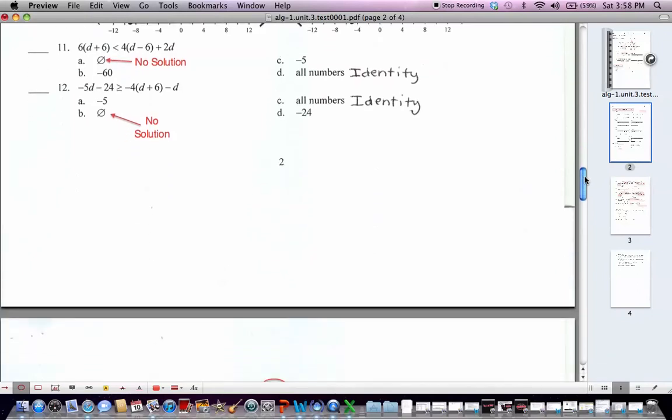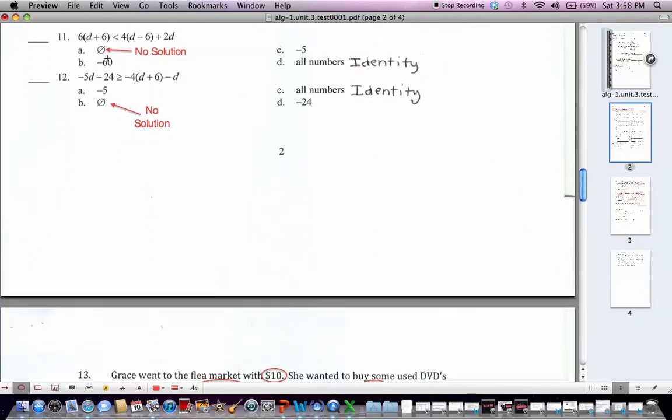Number 11, again, we're solving for D. And what I did, I went in here and put a little note on here that the little empty circle, that means no solution, okay? And hopefully y'all remember that from class. So I want to go ahead and remind you that that meant no solution. And then all numbers is our identity, all numbers identity, so you can remember that.